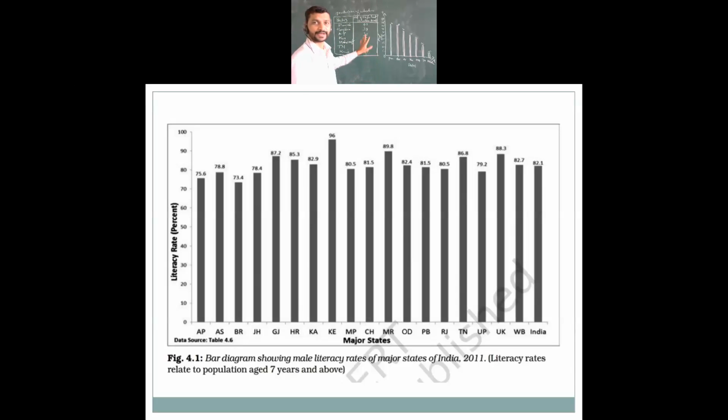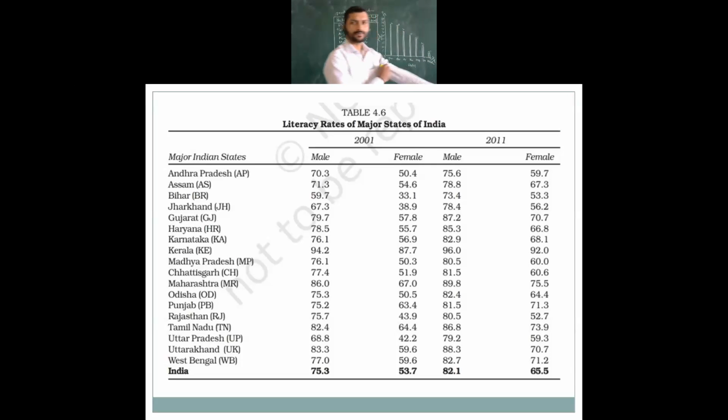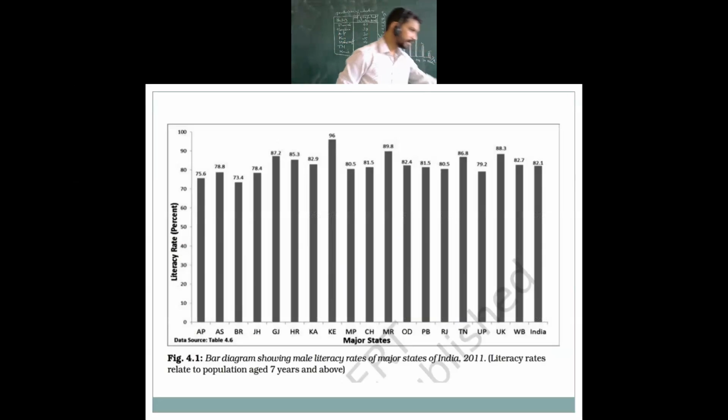In simple terms, your textbook contains multiple information. From that, we have decided on only one part: in the year 2011, the male literacy rate. This has been taken in the slide, as you can see, and here is the diagrammatical presentation. Down here you can see figure 4.1, the bar diagram showing male literacy rate of major states of India. We are seeing which states in India hold the major literacy rates.